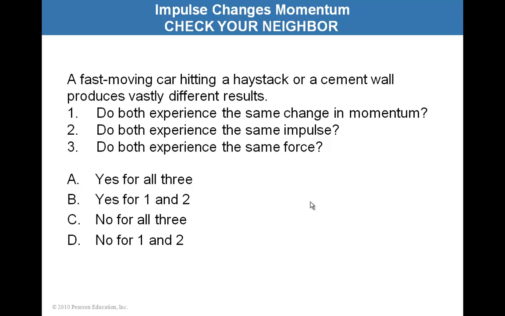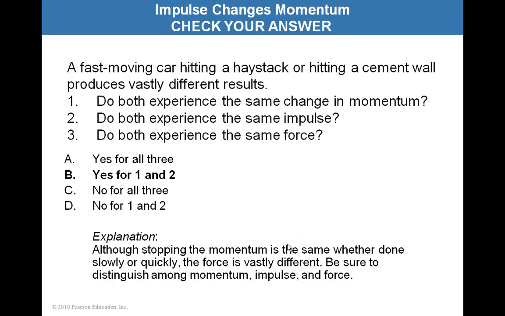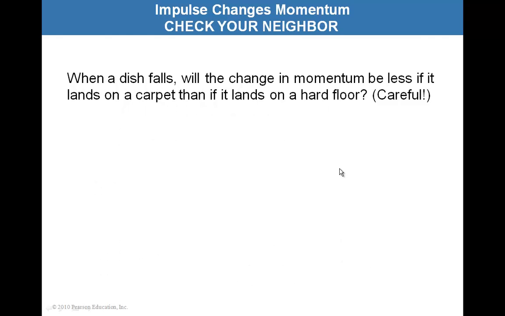So look at your choices. And the answer is yes for 1 and 2, because the stopping of the momentum is the same whether it's done slowly or quickly, but the force is very different. So you need to make sure you keep in mind the difference between momentum, impulse, and force. When a dish falls, will the change in momentum be less if it lands on a carpet than if it lands on a hard floor? Now be careful, it's asking for change in momentum, not force, just change in momentum.